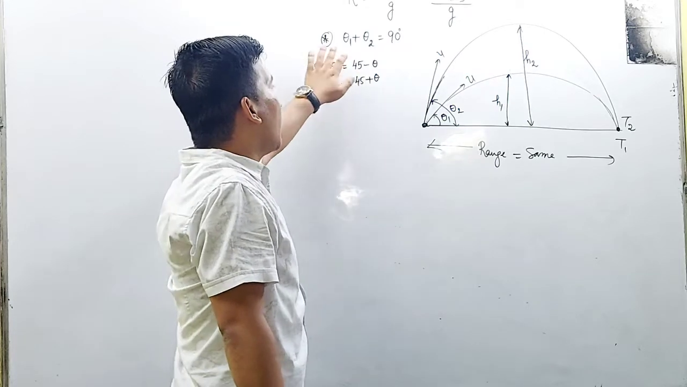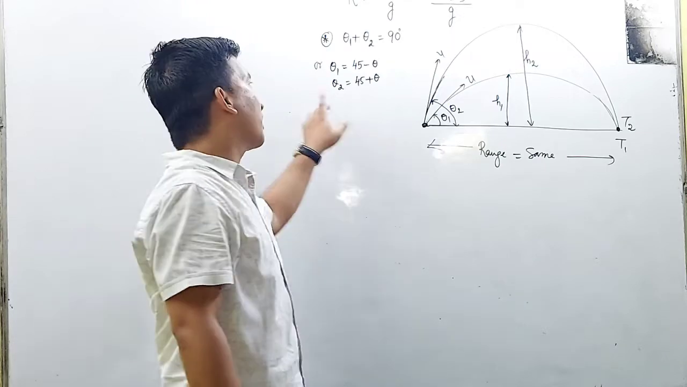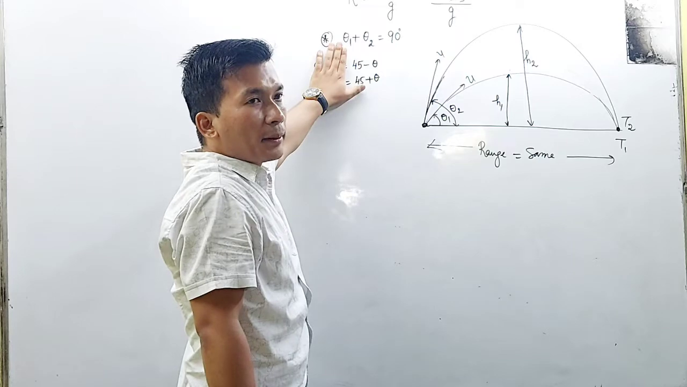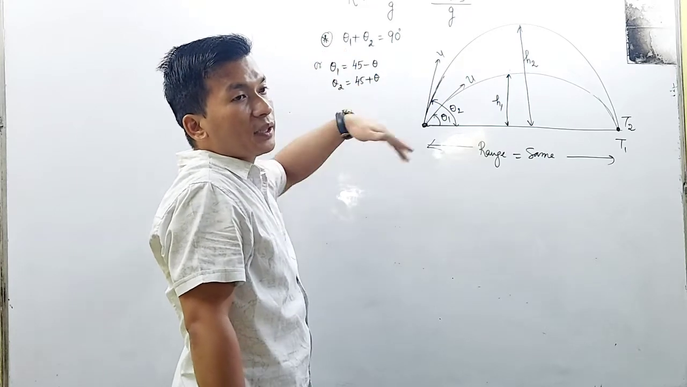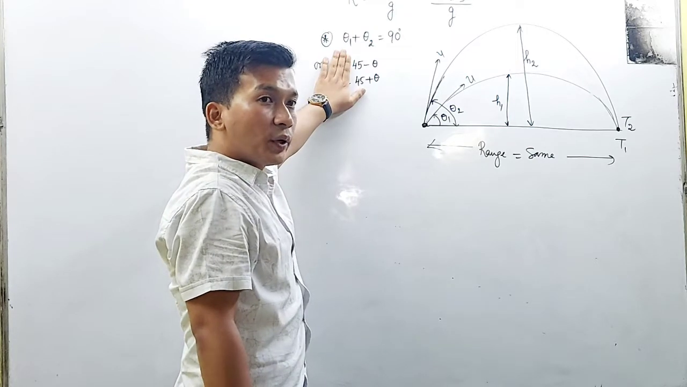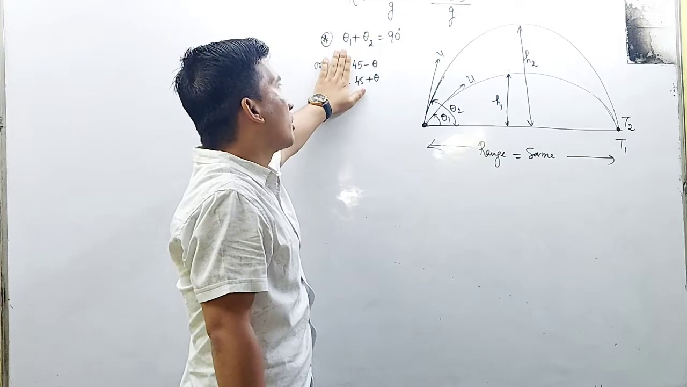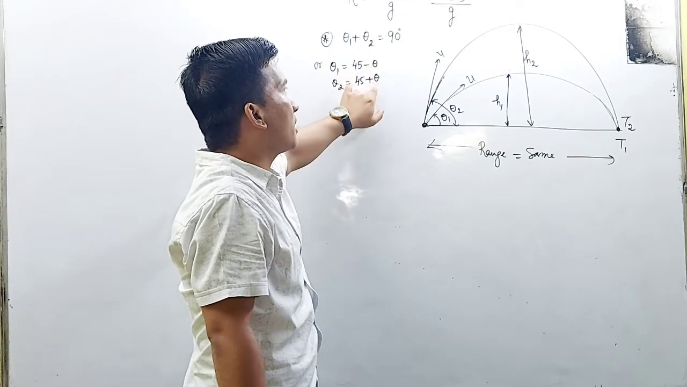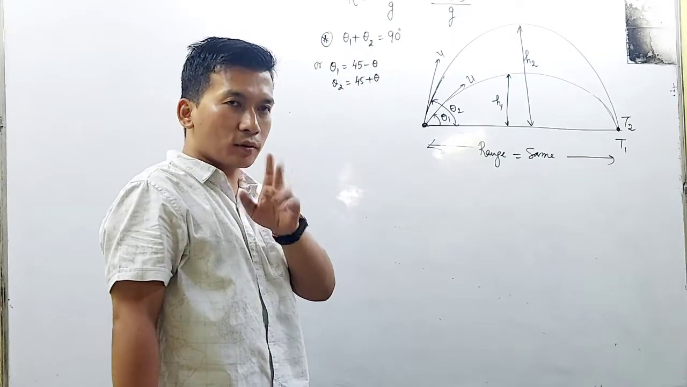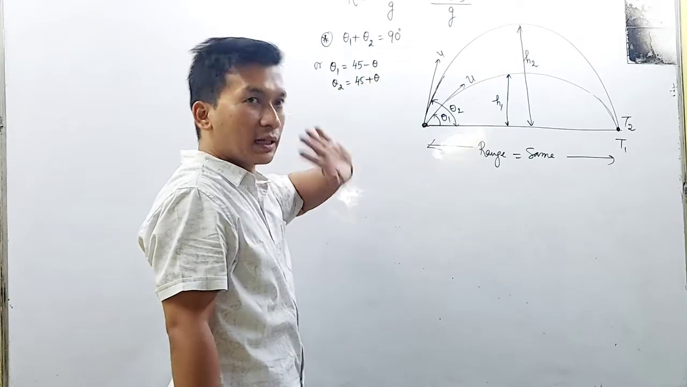For example, theta 1 plus theta 2 is equal to 90, and they may give it to you like this: we have two angles, 45 minus theta and 45 plus theta. Then what will be the condition? This is the same range condition. If you add theta 1 and theta 2, you get 45 minus theta plus 45 plus theta. The theta terms cancel out, and 45 plus 45 is 90. So the conclusion is that complementary angles can be expressed in this way.